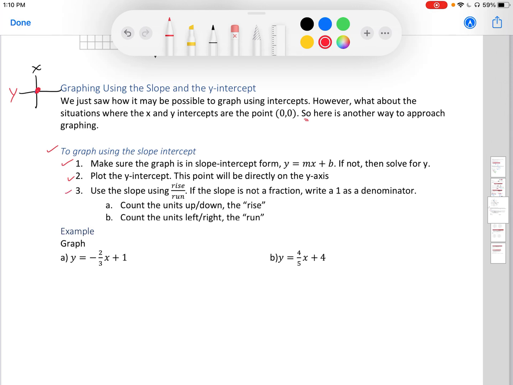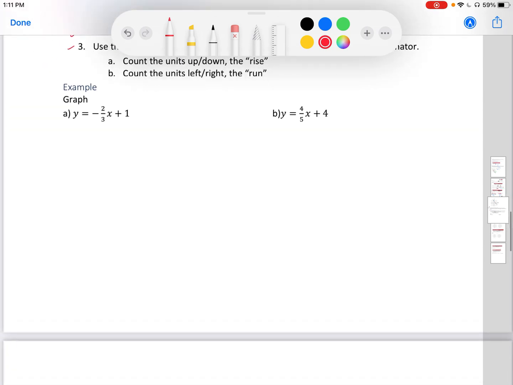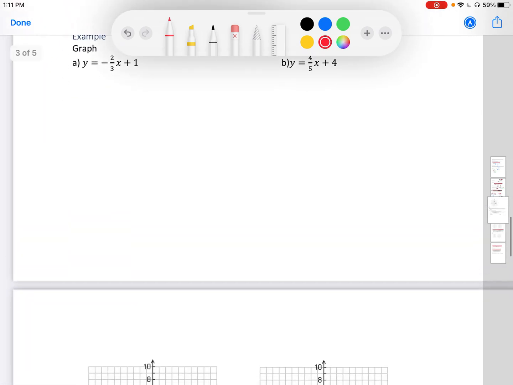3. Use the slope using your rise over run. If the slope is not a fraction, write 1 as the denominator. A. Count the units up and down, the rise. Count the units left to right, the run. So let's go ahead and graph these two graphs.